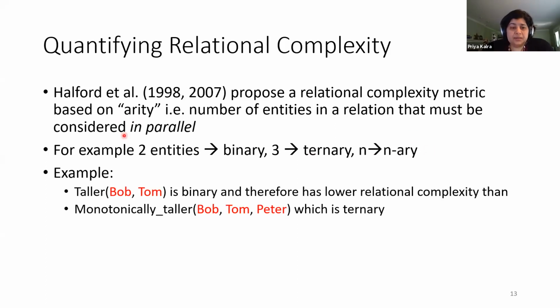Okay, so here's one example. If you have X is taller than Y, Bob is taller than Tom, this is a binary relation. It has lower complexity than a ternary relation, such as Bob is taller than Tom is taller than Peter, right? There's this monotonically taller relation. And this is where I want to go back to this point in parallel. Chunking and segmentation can reduce relational complexity. So if you are only processing things in serial, that doesn't necessarily make the relation more complex.